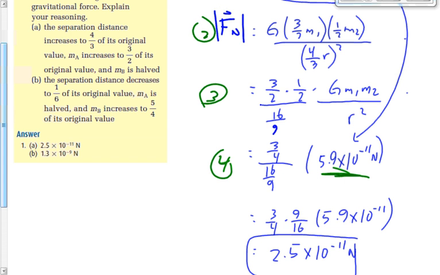All right? Let's real quickly go through B as well, and then I'll give you one more question on this, and then we'll move on with this, okay?